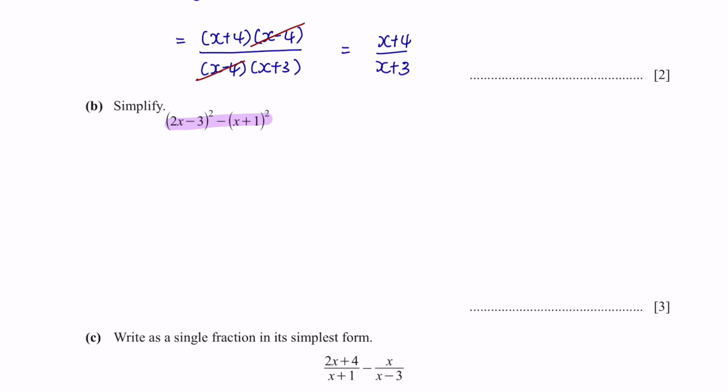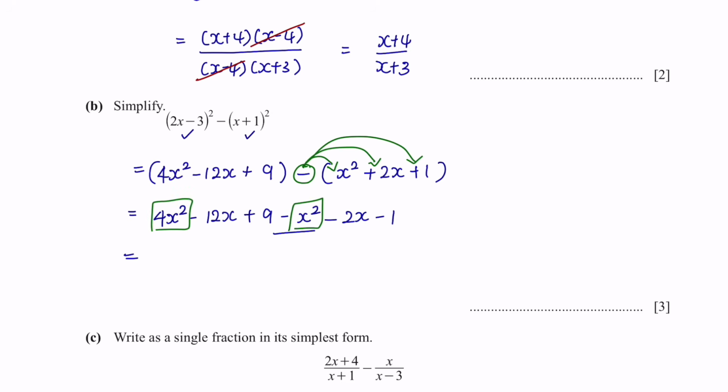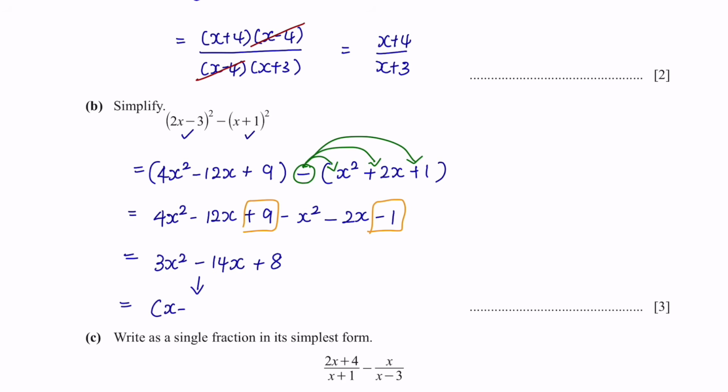Next, question B. Simplify this equation. Let's first open up this bracket. Now I'm going to open up the bracket, meaning that the minus symbol here will be multiplied into the second bracket. Now for the next step, we will solve the similar terms. 4x squared minus x squared leaves us with 3x squared. And next we'll do the x's. And lastly, we can solve the numbers. And if we simplify this quadratic equation, we will be left with (x - 4)(3x - 2).